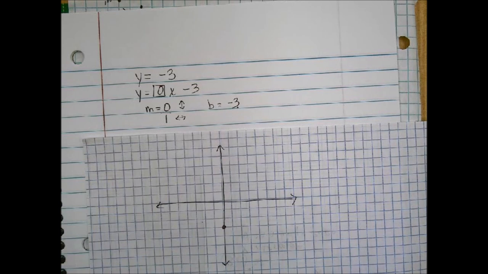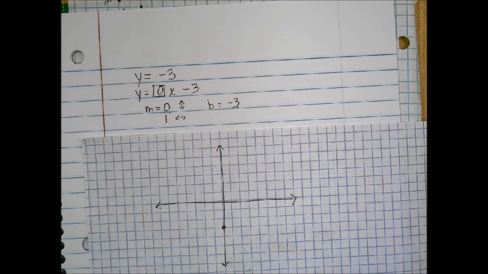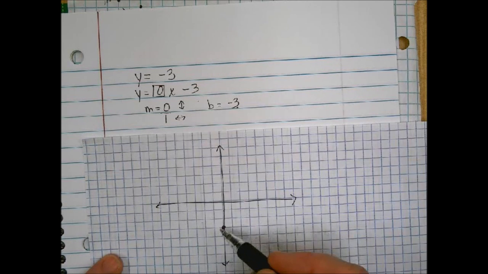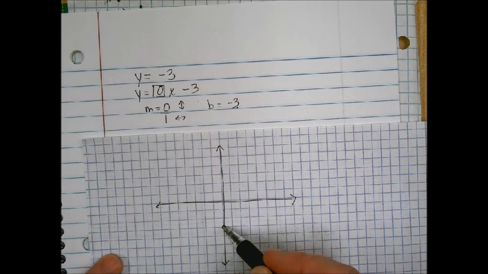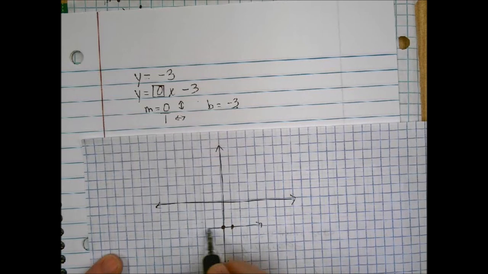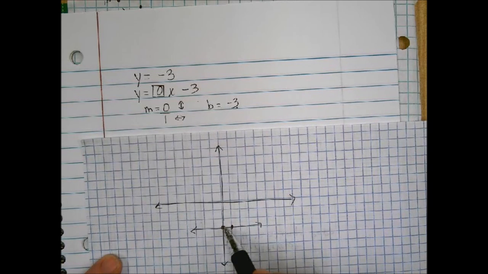From your y-intercept, apply your slope. What does your slope tell you to do here? Up 0 and over how many? 1. So my dot ends up being right there. That's your slope. It's 0 over 1. Up 0, over 1.